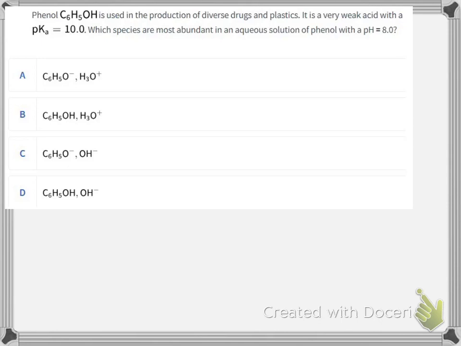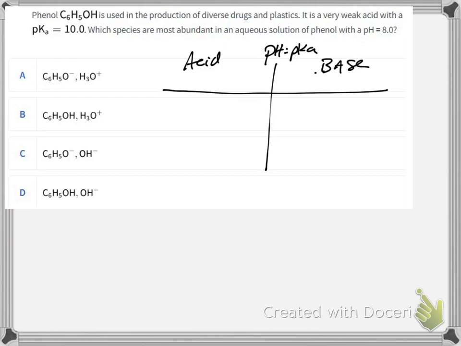Okay, so the final question on the video is a problem that lots of students asked about in Discord, so I thought I would bring it up here. So we have phenol, and we're given pKa, so we're going to make our table. pH equals pKa, acid form to the left, base form to the right. And the key in this problem is to know, one, what is the acid form of phenol, what's the base form, and two, the solvent water. In the solvent water, what has the highest concentration?